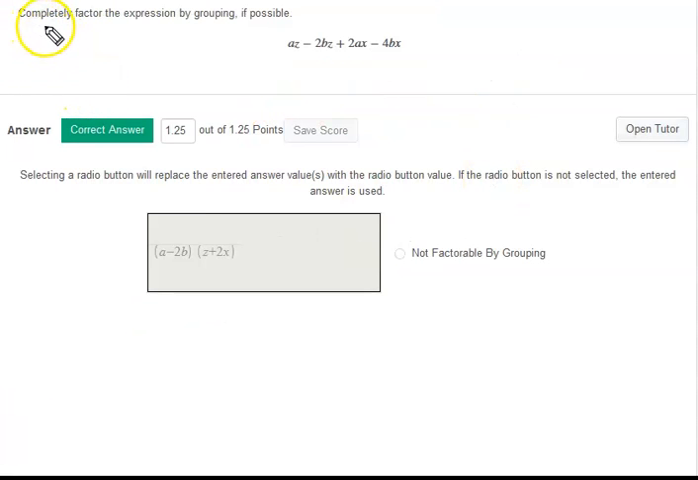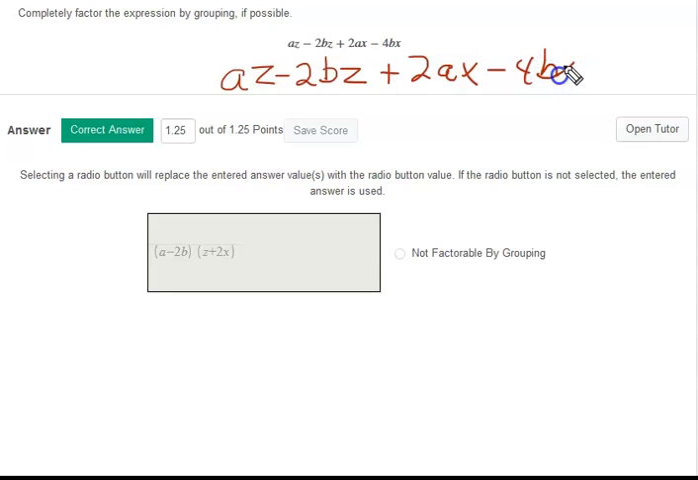So here the instructions: completely factor by grouping. So let's rewrite it so we can see it big. az minus 2bz plus 2ax minus 4bx. Now, sometimes we have to rearrange the terms, so we have to inspect it a little bit.